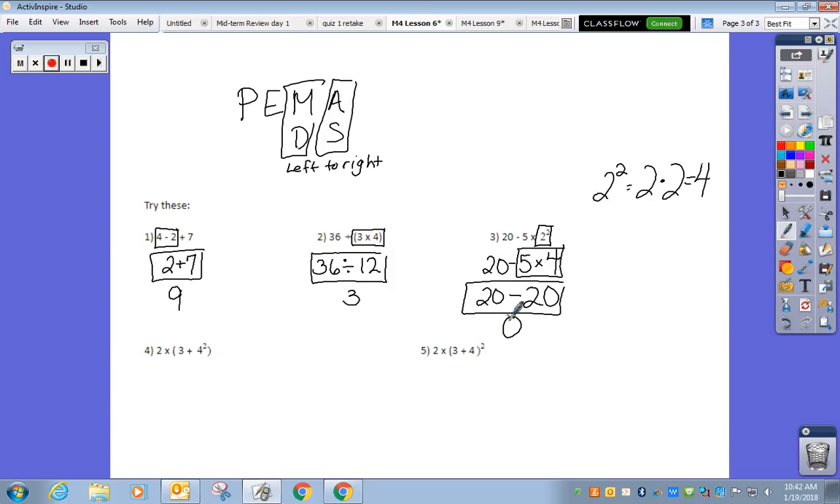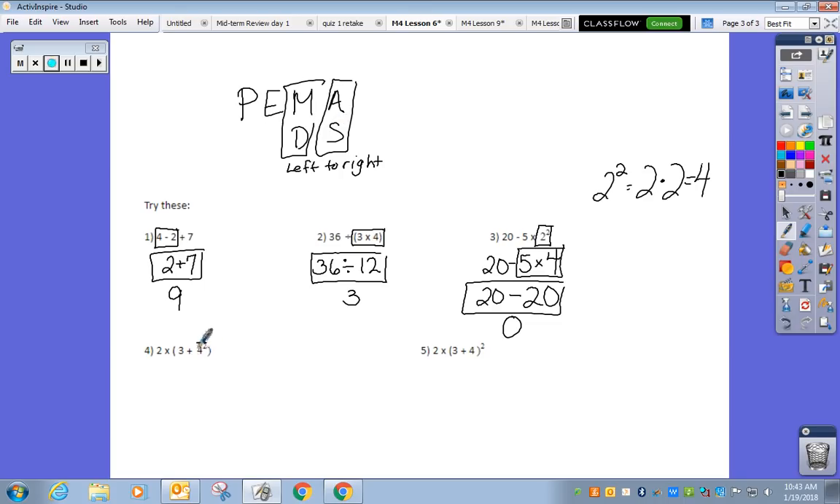Okay, so looking at number 4, this is one that involves parentheses, and inside the parentheses there's more than one operation. So when that happens, you have to follow PEMDAS for what's inside the parentheses first. So if I look, I have 2 operations in here. I have addition and exponents. In the order of operations, exponents come before addition.